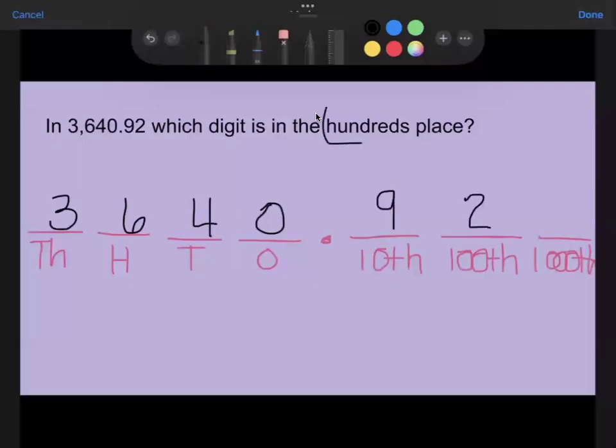So they're asking us which digit is in the hundreds place. So if we go over here to the hundreds place, we find a 6 there. So our answer to this would be 6.